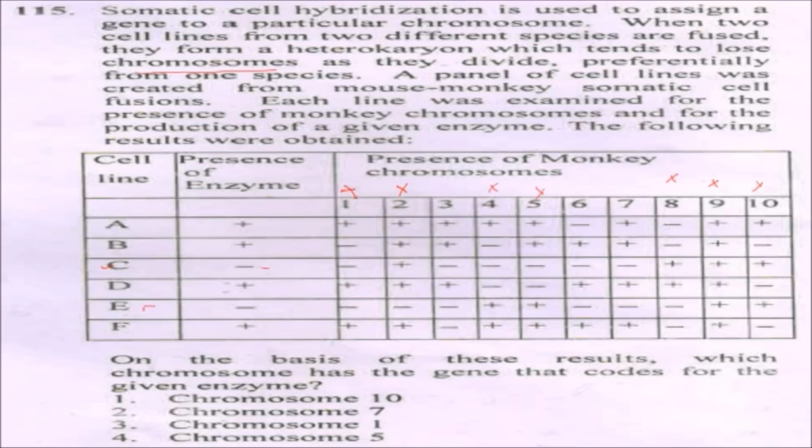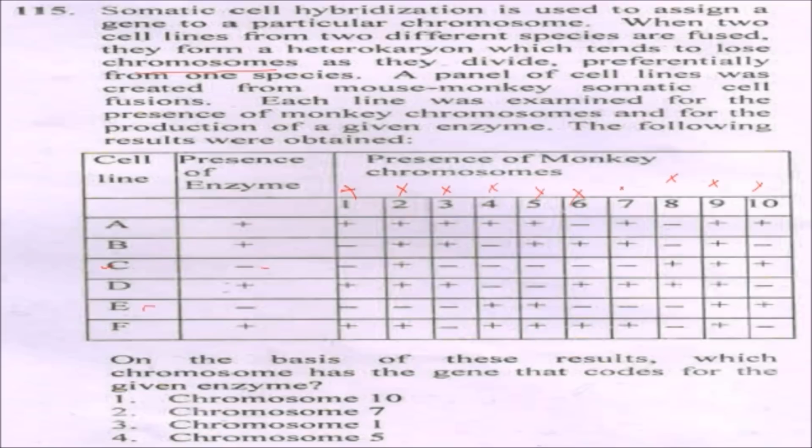So it is also not the one which is responsible for the production of enzyme. Move to chromosome number 3. It is present in A and B, but it is absent in F, but here the enzyme is produced. So again it is not responsible. Move to chromosome number 6. It is absent in A, but the enzyme is produced there, so it is also not the answer.